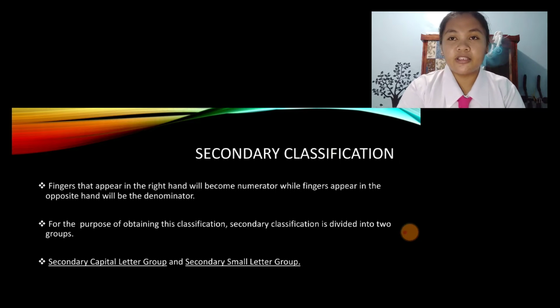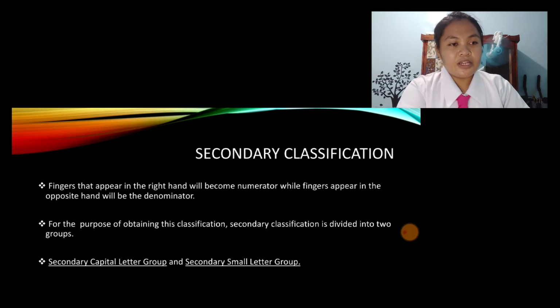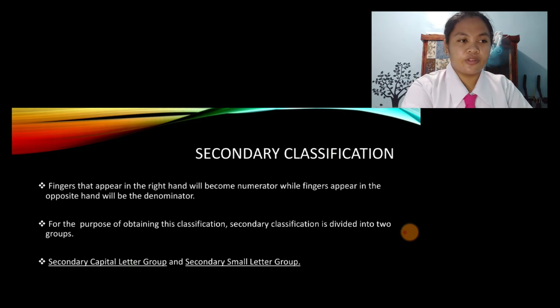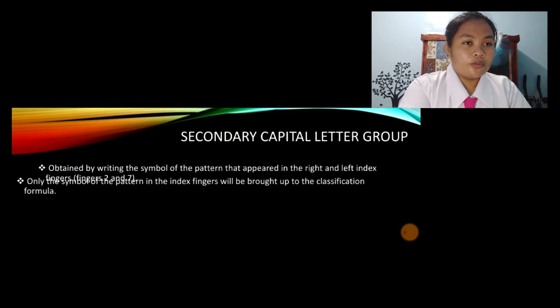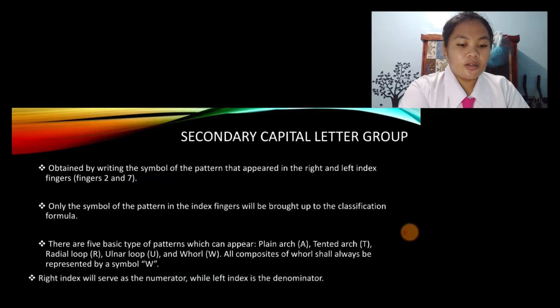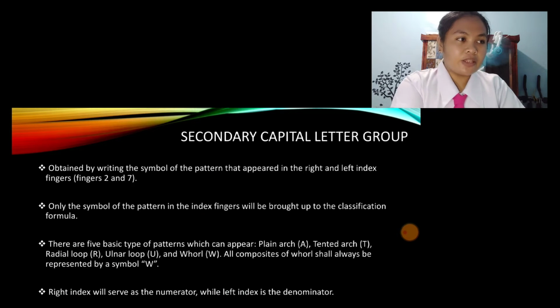For the purpose of obtaining this classification, secondary classification is divided into two groups. Secondary classification is divided into two groups, which are the secondary capital letter group and the secondary small letter group. So, next, one of the groups of secondary classification is the secondary capital letter group.